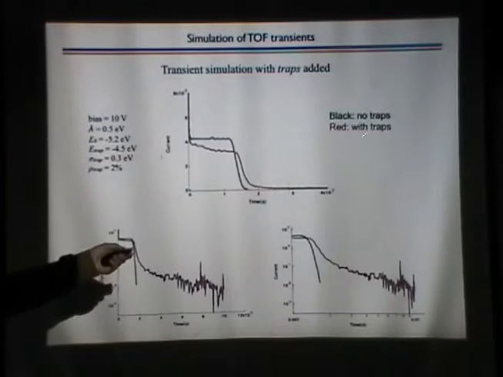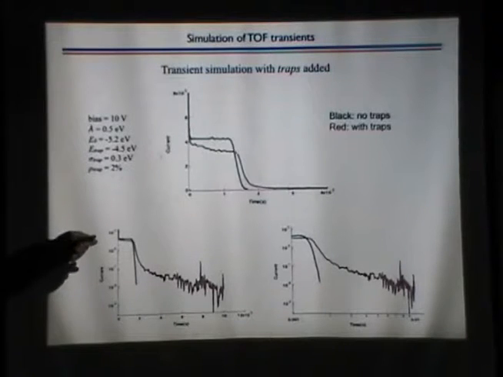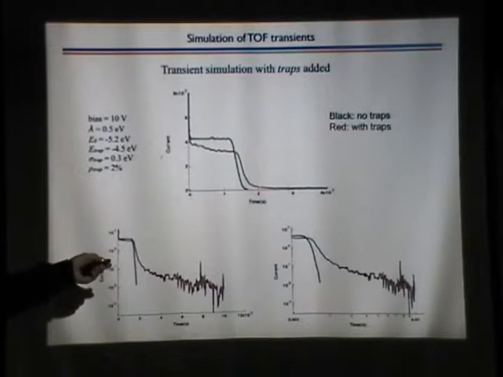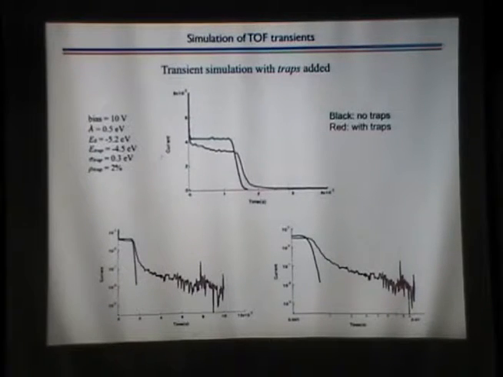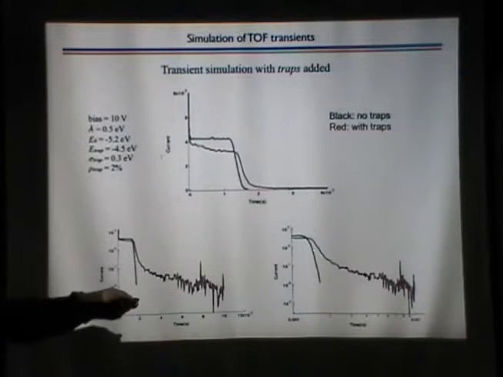The red now is with traps. We're going to add 2% traps, that's 2% by number density. What you see, first of all, is this part is no longer flat, there's some decay. And this is essentially thermalization. You initially populate the carriers across the whole lattice, and then over time, they tend to fall into the lower energy states, into the traps. So you see some thermalization here. And then they start to exit the device. So there's the curve. Now, if you look on a log plot, you see that the tail actually extends out many orders of magnitude in the trapped case.